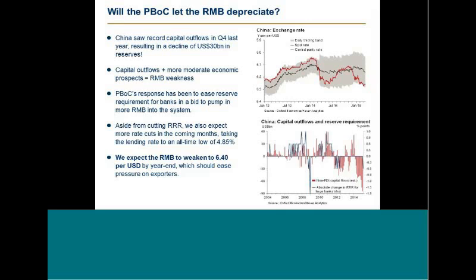Rates are now at 5.35%, and we expect the one-year lending rate to reach 4.85% by the end of the year. We also expect the yuan to weaken to 6.40 per USD by the end of the year, which should also help to boost growth a little bit, as it's going to ease pressure on exporters.